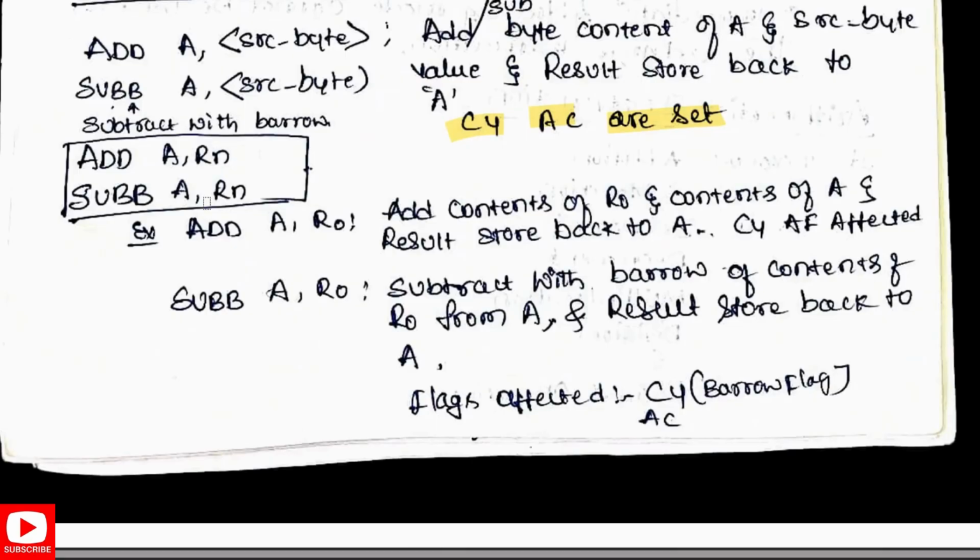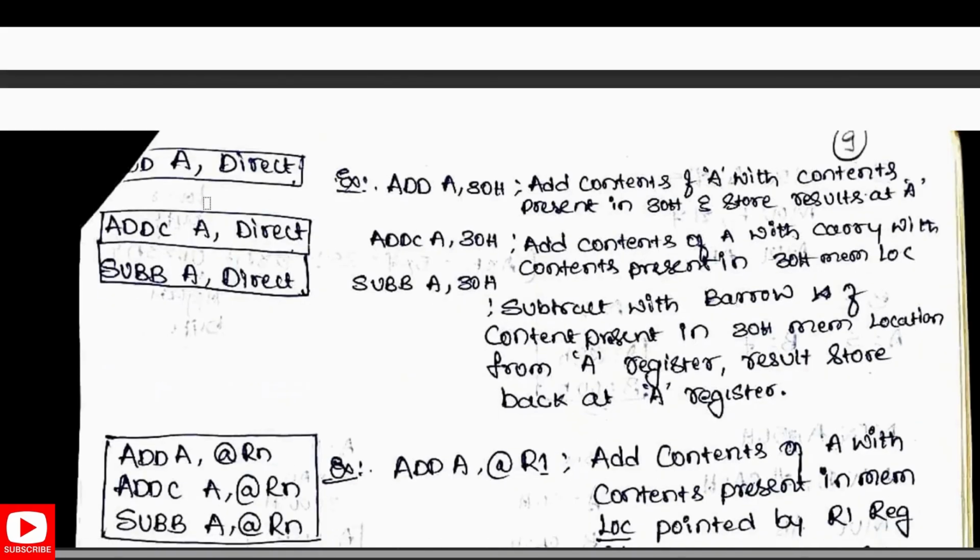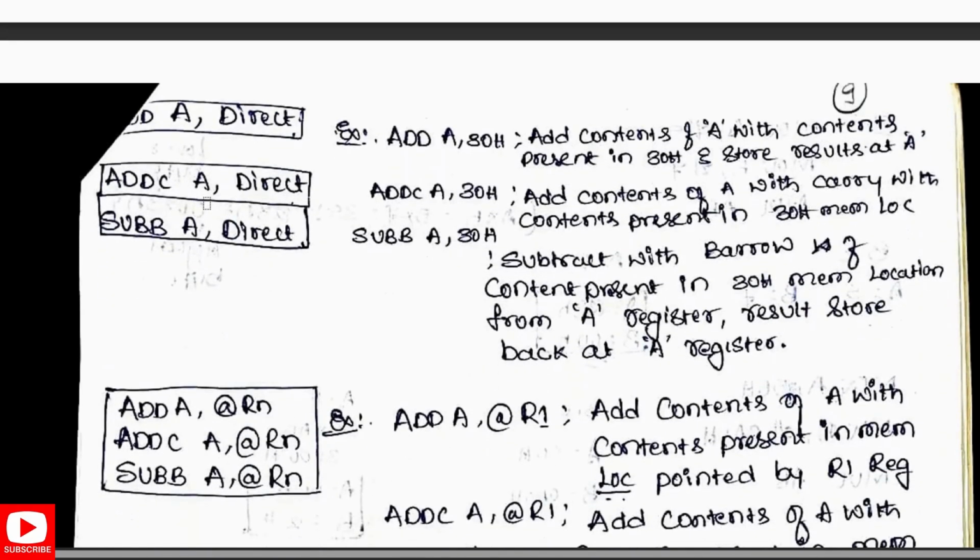The flags that are affected here are CY and AC. For the borrow flag, you can say carry flag or borrow flag. ADD A comma direct. Now comes the first direct part. Here ADD A comma 30H means it will add the contents present in A with the contents present in 30H, and it will store the result back in A.